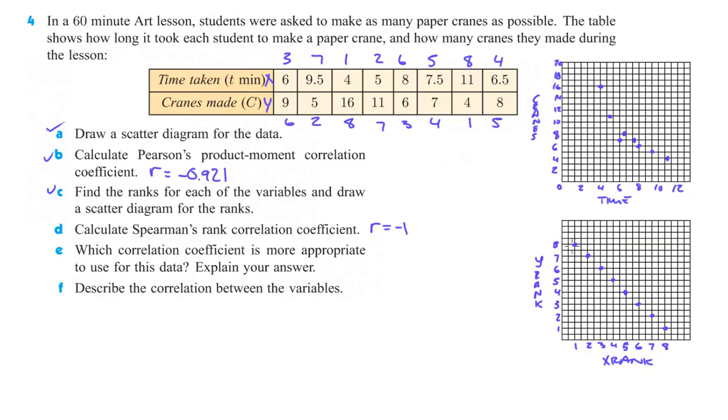Now, we could have actually looked at this and said, oh, that makes a perfectly straight line, so it has to be +1 or -1, and since it's going down, it's got to be -1. So we didn't have to put that in the graphing calculator, but it's good to just know how to do that in the graphing calculator.